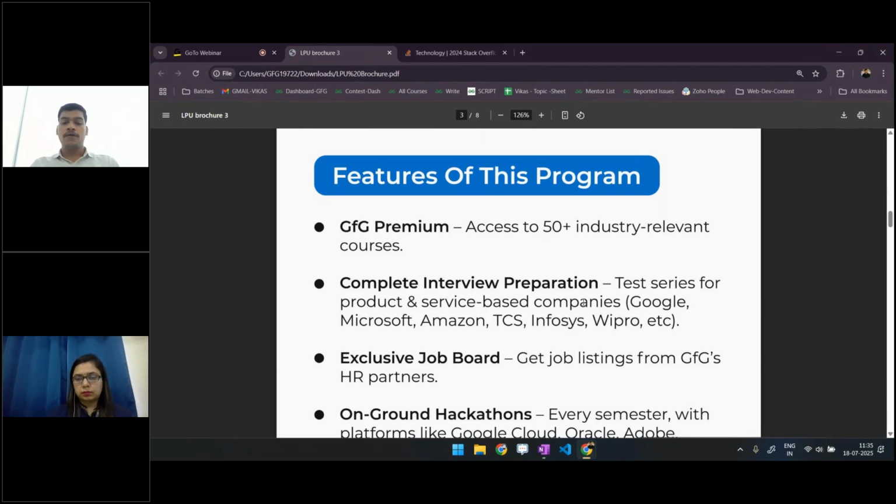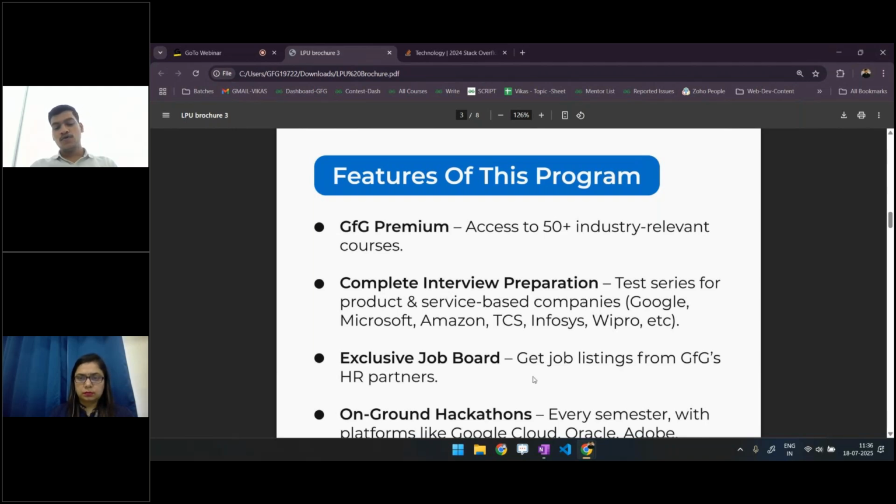Then the third feature is the job board. We have our job platform specifically for the Geeks for Geeks candidates and the students we are collaborating with LPU. They will be getting job listings from our partners as well. We have also collaborated with multiple HR partners. They will be sending us opportunities, and we will provide those opportunities to LPU's candidates who are collaborated with Geeks for Geeks. So you will be getting those opportunities exclusively, apart from LPU. LPU also brings companies to sit in placements, right? But apart from that, we also provide this feature.